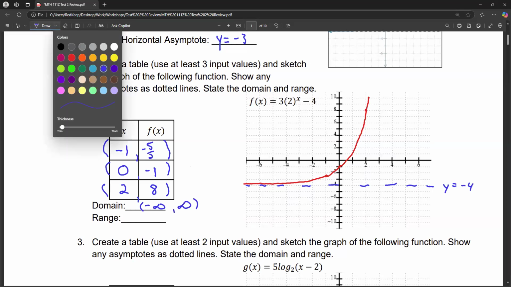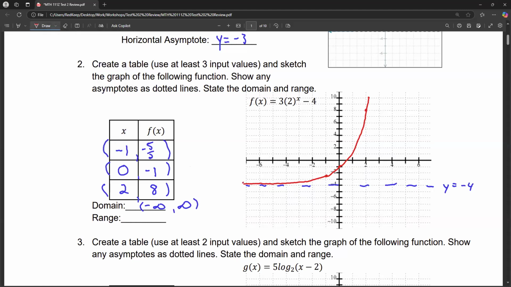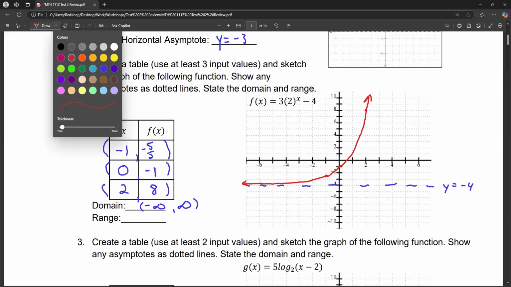And again, those brackets are rounded because we never actually can equal infinity. Which reminds me, I should probably add some arrows to the end of this to emphasize that point. Perfect. Okay, so on to the range for this function.